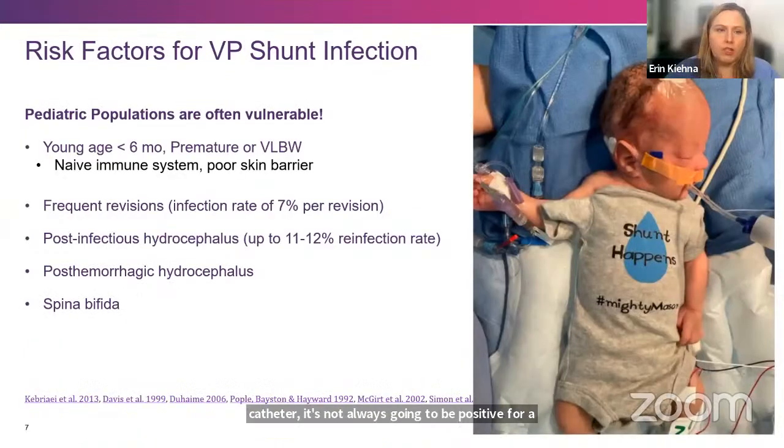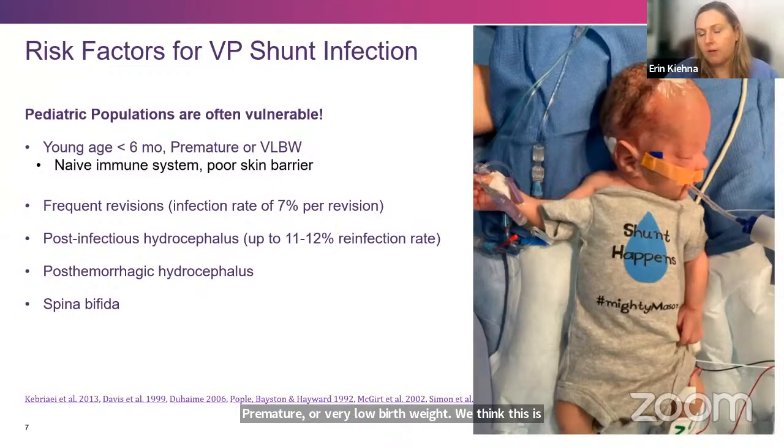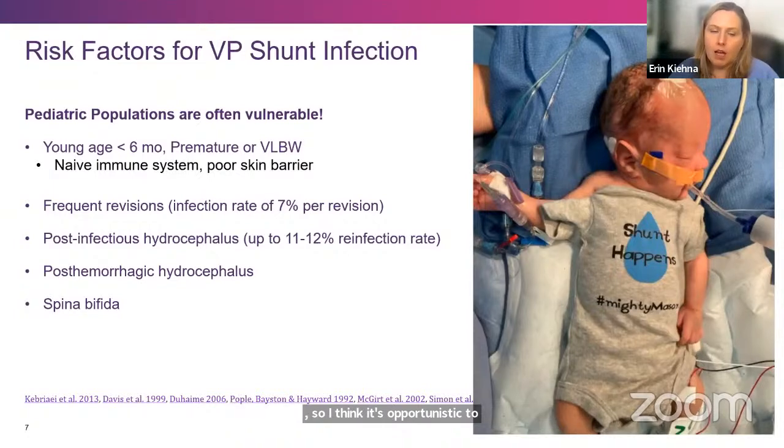Our risk factors for shunt infections are generally pediatrics, okay? So it's our children that are less than 6 months old, premature, or very low birth weight. We think this is related to having a very naive immune system, a poor skin barrier, and quite frankly, it seems that most kids in the NICU are always fighting something off. So I think it's opportunistic too. Frequent revisions. There's an infection rate of about 7% per revision, and that varies by study. Post-infectious hydrocephalus has an up to 11 to 12% reinfection rate.